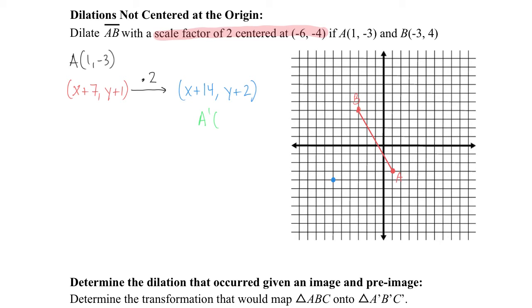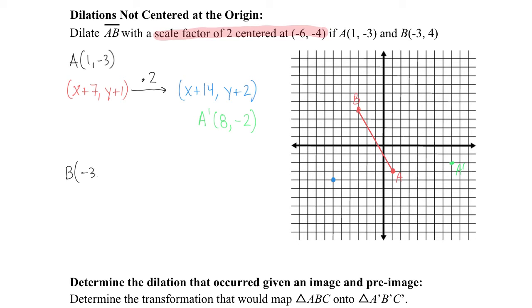All right, so we're going to go -6, and we're going to add 14 to that. That's going to give me +8. And we're going to go from -4, we're going to add 2 to that, and that's going to give us -2. So our A prime is at 1, 2, 3, 4, 5, 6, 7, 8, and down 2. There's my A prime. Okay, so let's repeat the process with B.